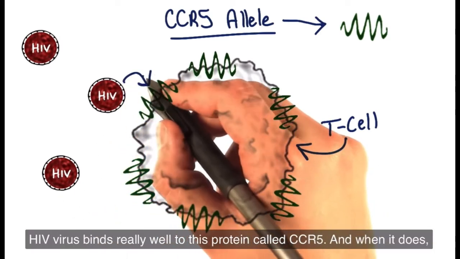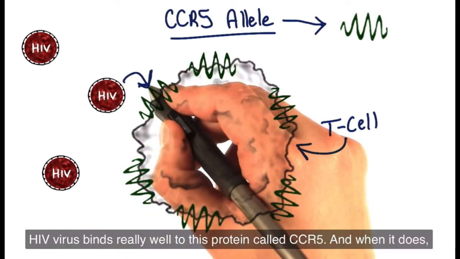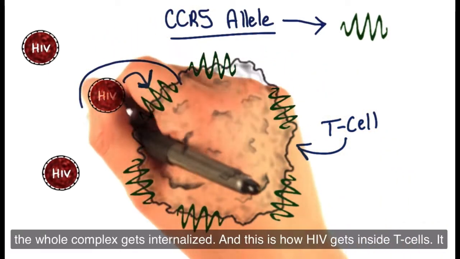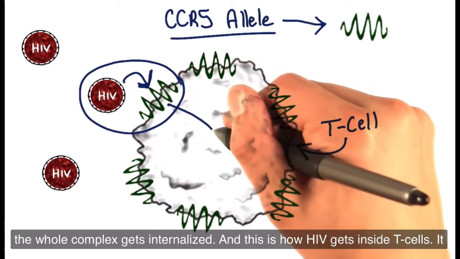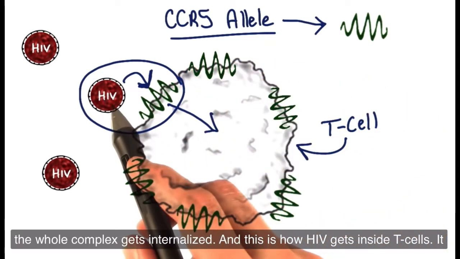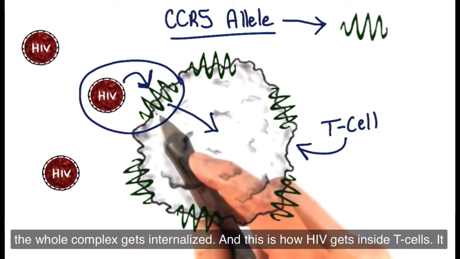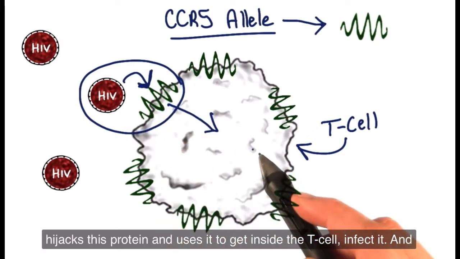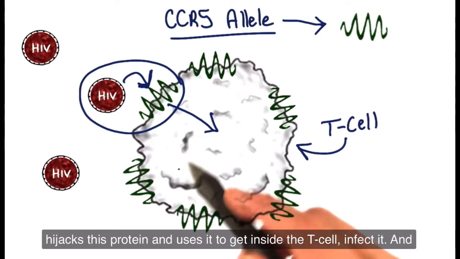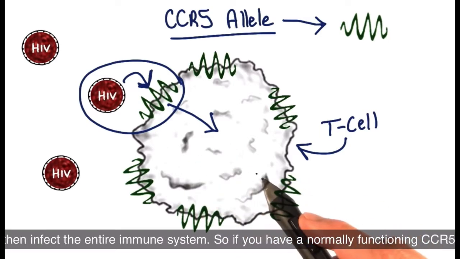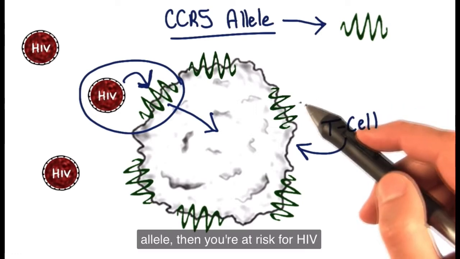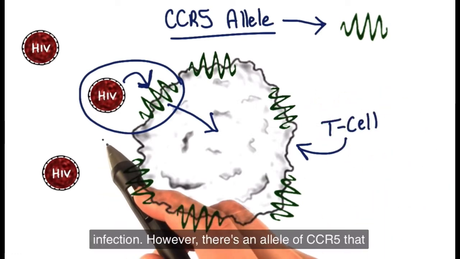The HIV virus binds really well to this protein called CCR5. And when it does, the whole complex gets internalized. This is how HIV gets inside T cells. It hijacks this protein and uses it to get inside the T cell, infect it, and then infect the entire immune system. So if you have a normally functioning CCR5 allele, then you're at risk for HIV infection.